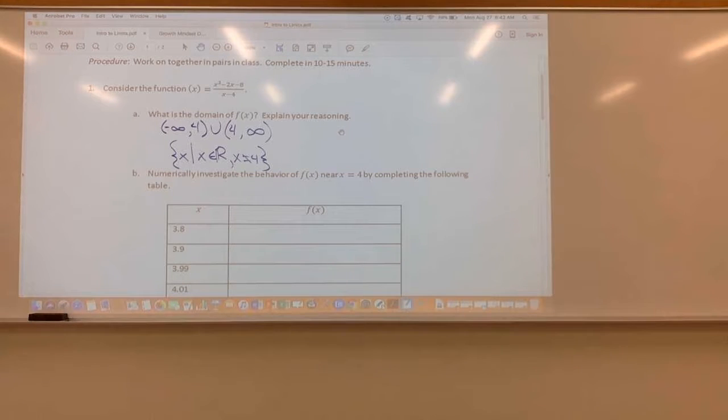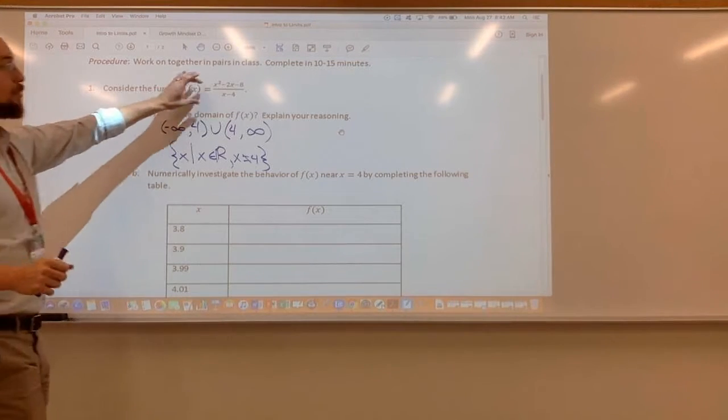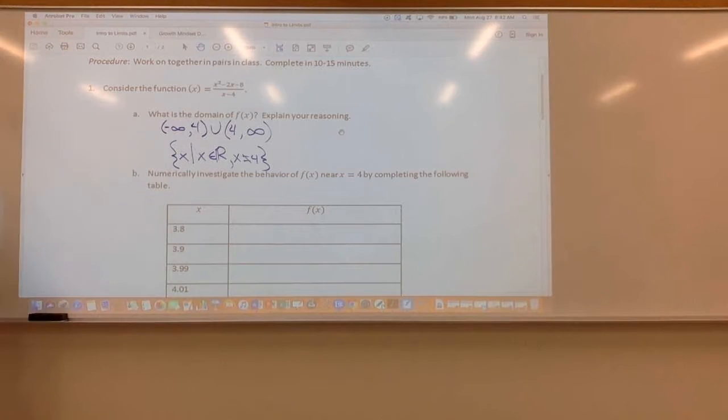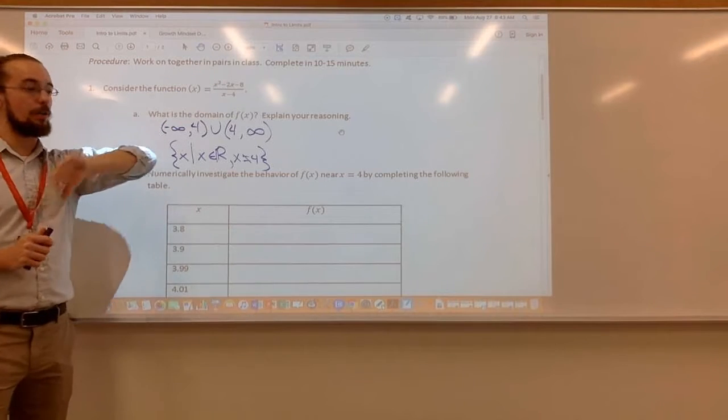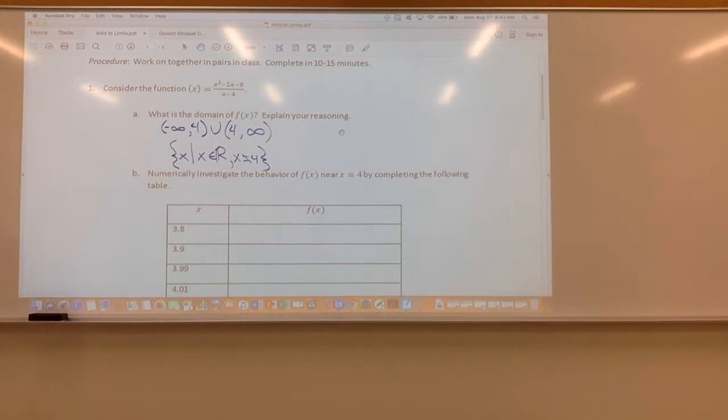So we don't really know exactly what the picture of this graph is, but what we do know is that 4 is not included on the graph. Right? That's what we know so far. So let's try to figure out what that limit is by using a table. Okay, we can't just figure out what the limit is by plugging in a value. Right? If I plug in 4, I get an undefined value.